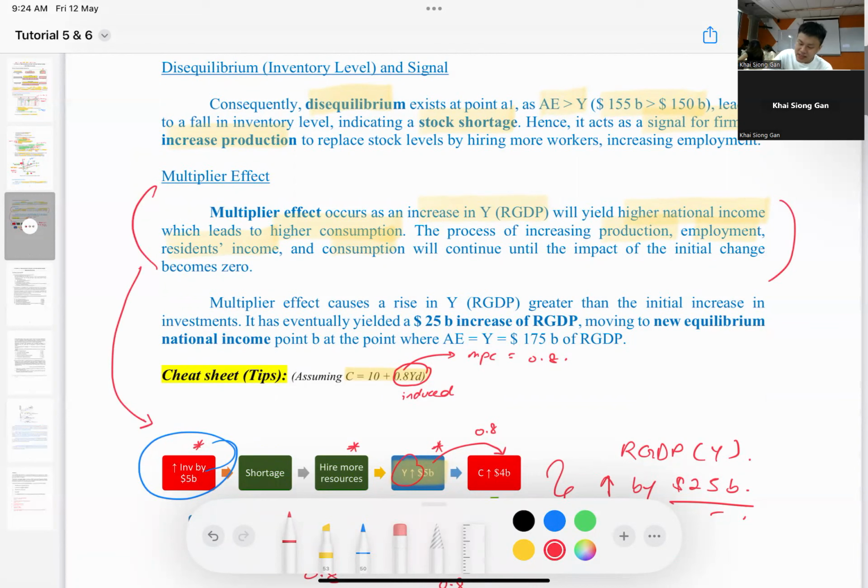So it's saying that they increase production and therefore they hire people. When they hire people, income will increase. Income increases, they will spend more. Do you realize that I put everything into words right now? So that explains the multiplier effect. At the end, because of this multiplier effect, it caused a rise in the real GDP greater than the initial increase in the investment. So it actually increased the real GDP by 25 billion, resulting in a total of 175 billion of real GDP. That's my new equilibrium.